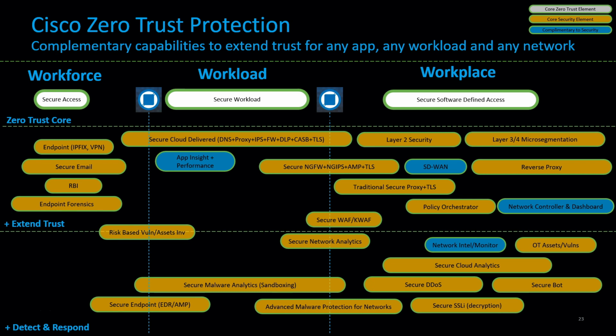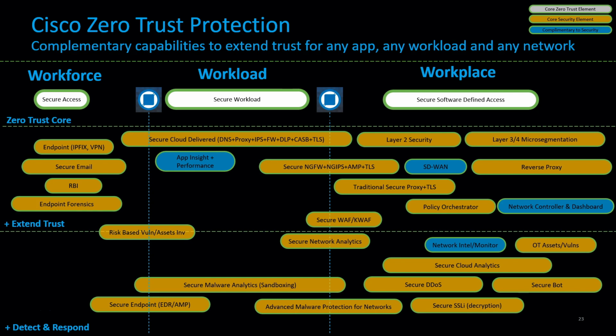Think of this as port security, DHCP rogue servers not being able to connect to the port and start offering IP addresses. Software-defined access would fall under here too, but that's covered under workplace as a core tenet of zero trust. Then you get into layer 3, layer 4 microsegmentation. You got reverse proxy. You've got TLS decrypt and traditional proxy. You got policy orchestration as well. And so those help extend.